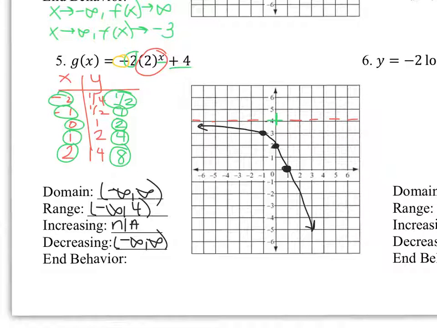So now we have to determine end behavior. So x is going to -infinity, where is y going? So when x goes to -infinity, y is going to 4. And when x is going to positive infinity, y is going to -infinity. Because as x is getting bigger, my y values are getting smaller and smaller.